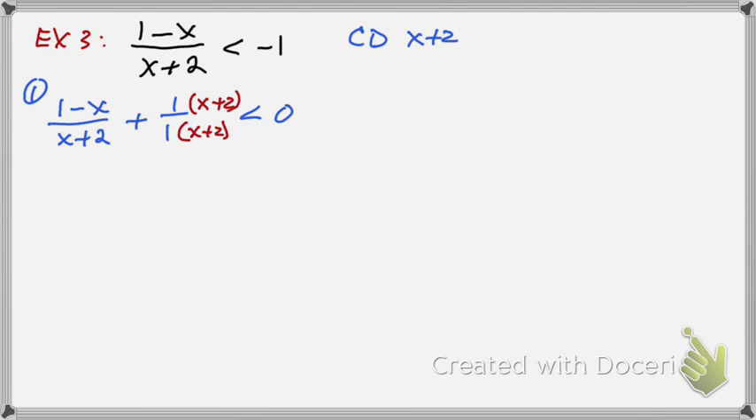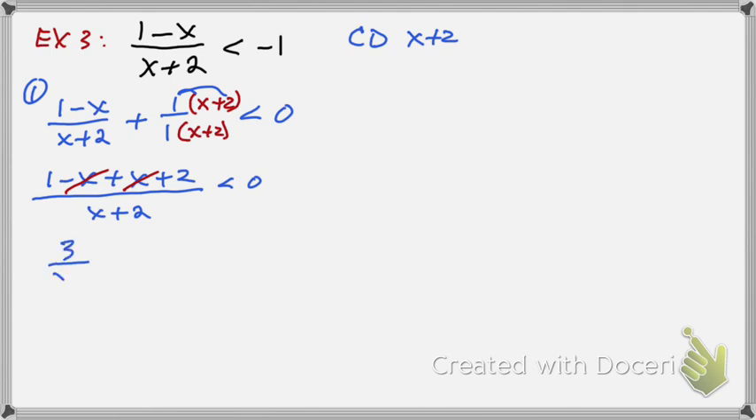All right, I'll start clearing some of the smoke out. I'm not done with step 1 yet. So I've got 1 minus x plus, when I distribute the 1 here, I've got x plus 2, common denominator, less than 0. Okay, now this one's a little bit different. My negative x and positive x cancel each other out, which leaves me 3 over x plus 2, less than 0.